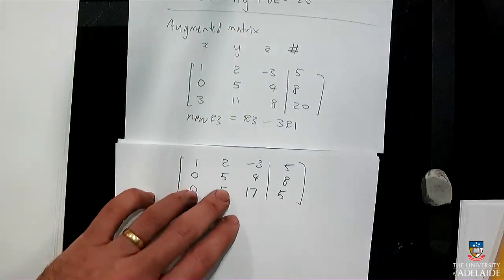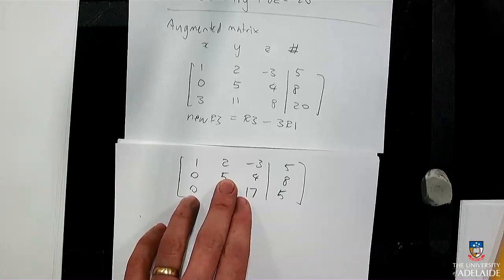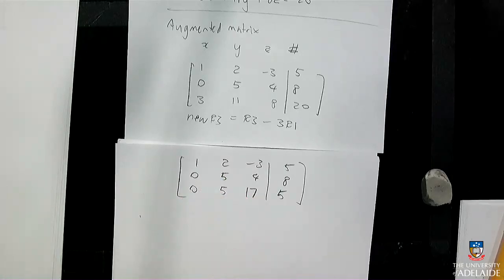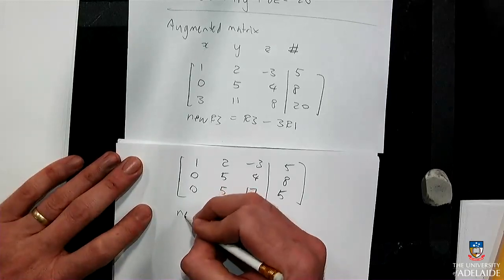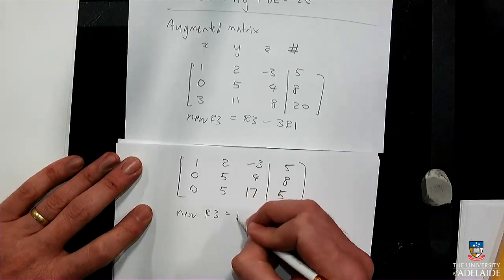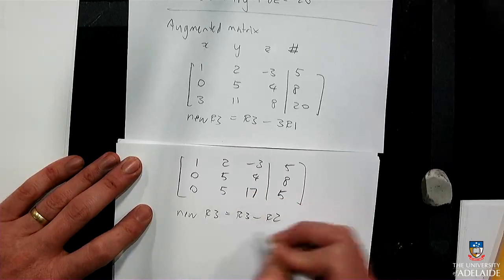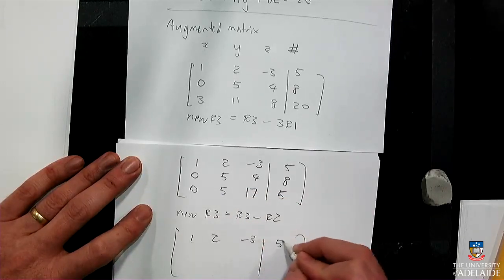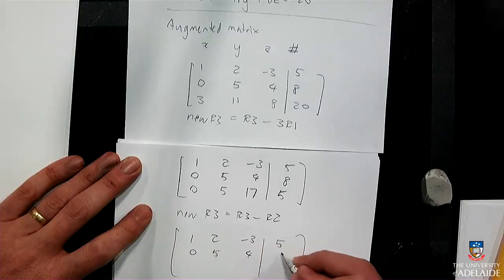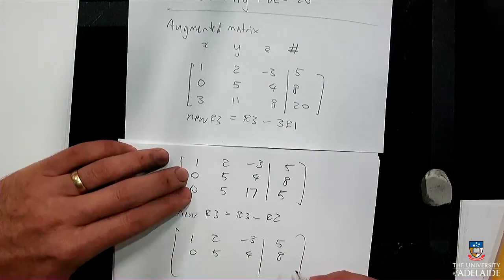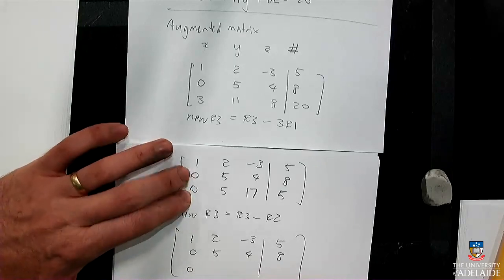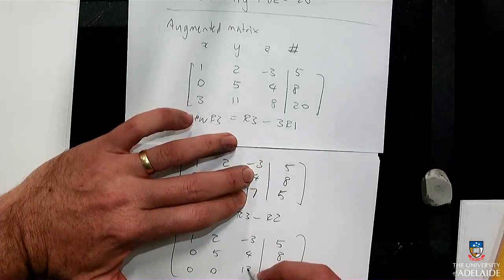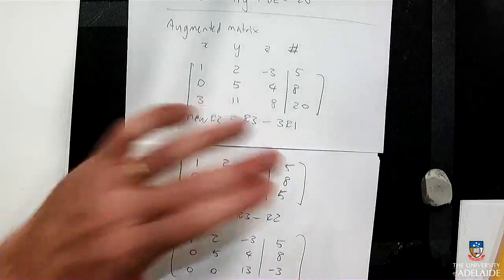Okay. Now, normally I would make a 1 next. But I notice that if I do this row minus that row, I'll make a 0 in this position, which I'm going to need eventually. So my new row 3 is going to be row 3 minus row 2. Okay, so 0 minus 0 is 0. 5 minus 5 is 0. 17 minus 4 is 13. 5 minus 8 is negative 3.